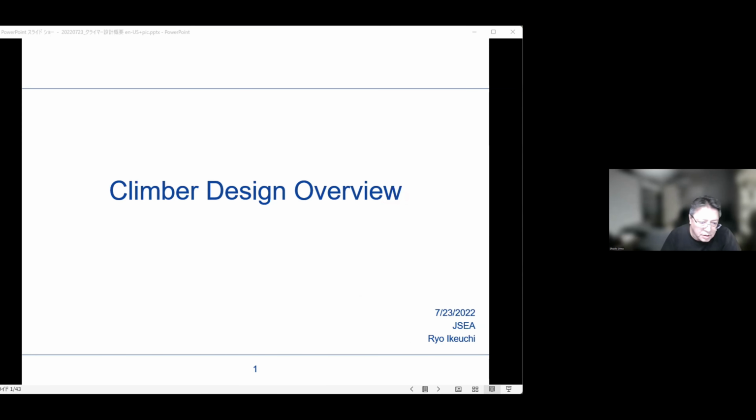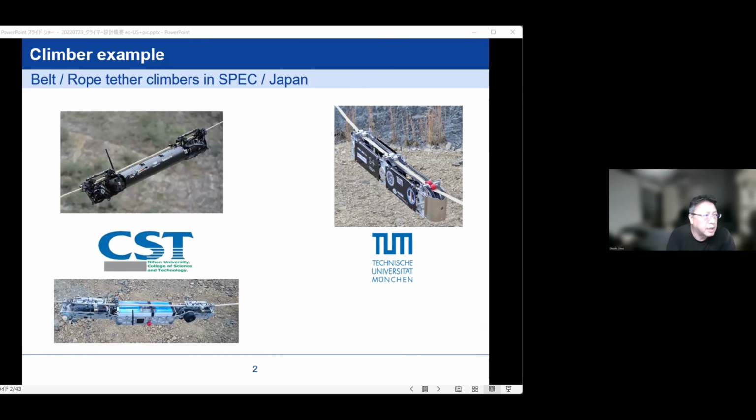Now I will explain some background on climber design. This is space elevator climber design for the Space Elevator Challenge in Japan. We have been conducting the Space Elevator Challenge in Japan annually from 2009, and perhaps more than 150 climbers have been built in Japan, including the German team's excellent space elevator climber.